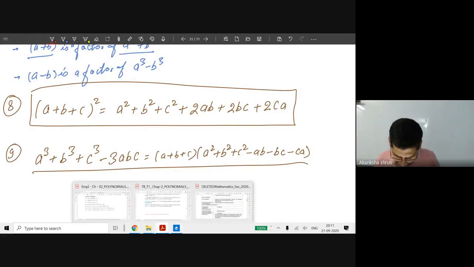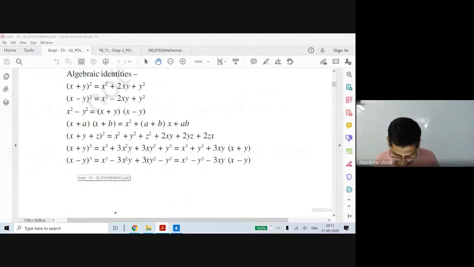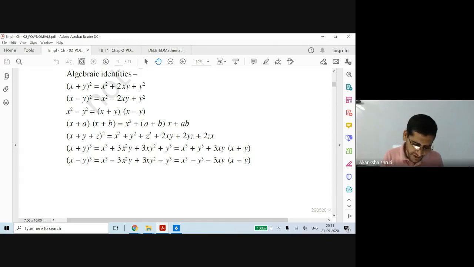Students, you can see from your textbook the algebraic identities that we have to learn are these. All this we have written. This a into x plus b is nothing but multiplication, so no need to mug up these as identities.